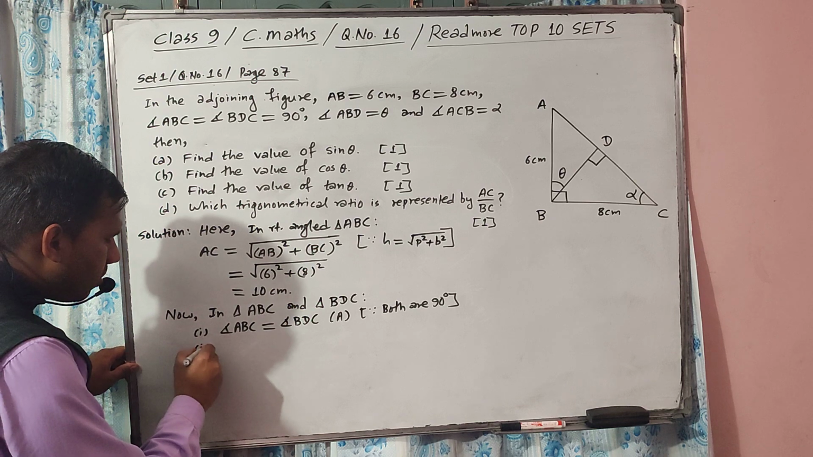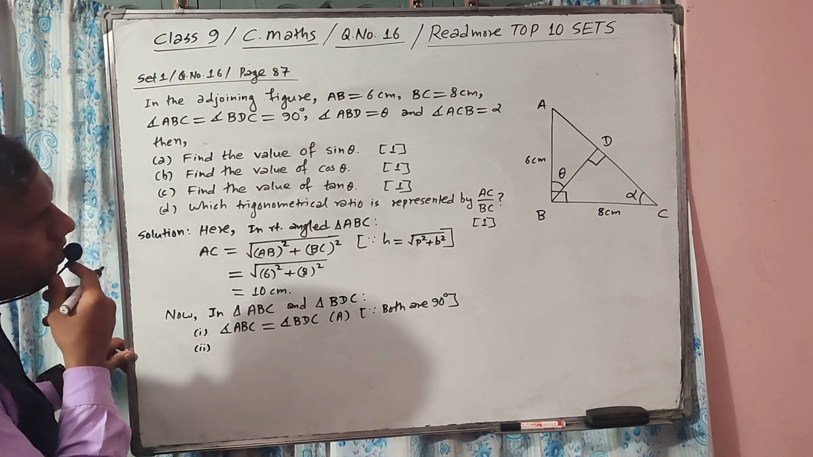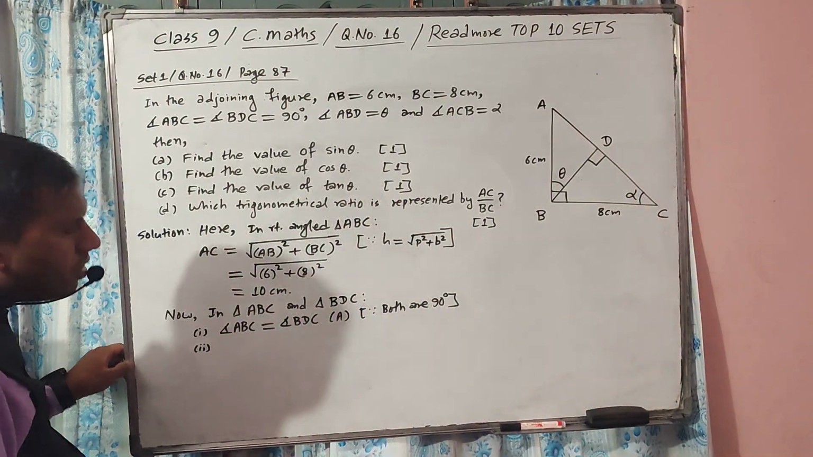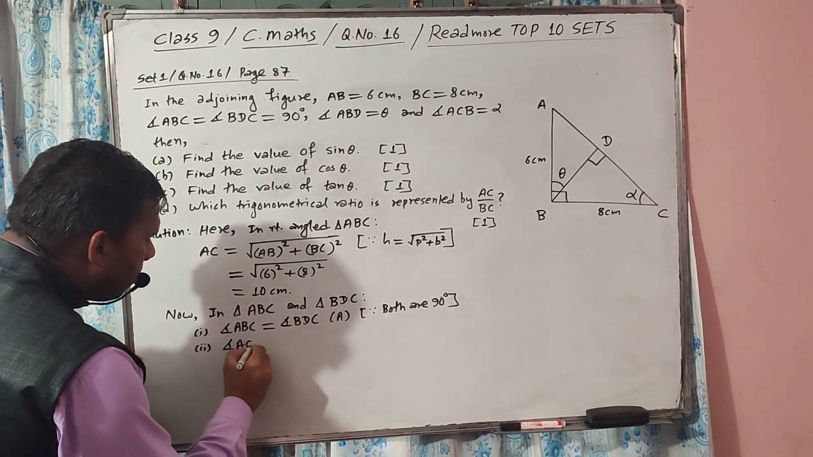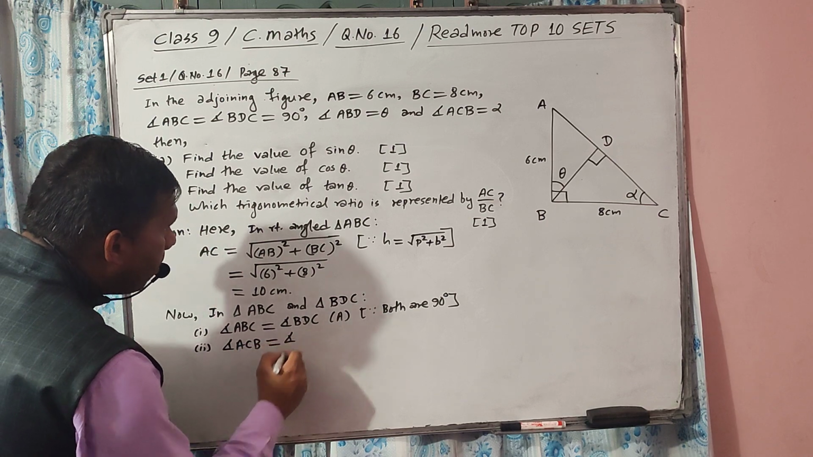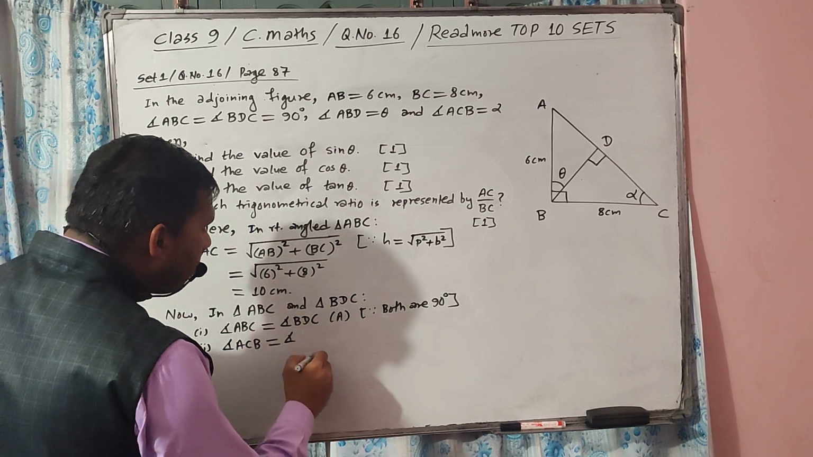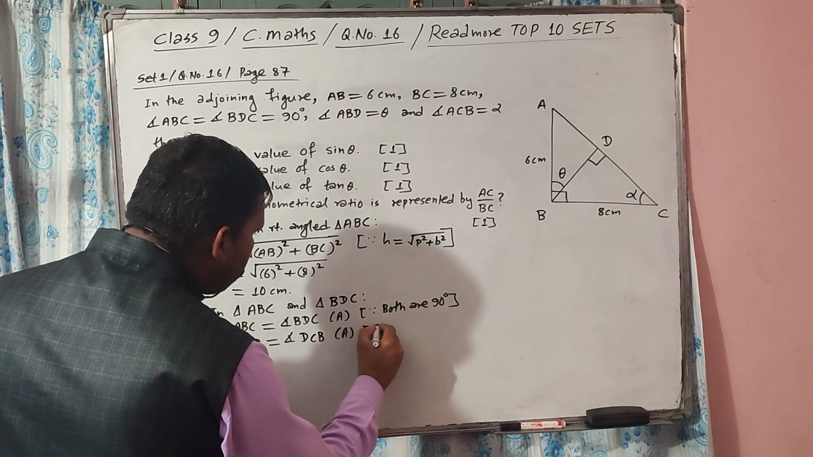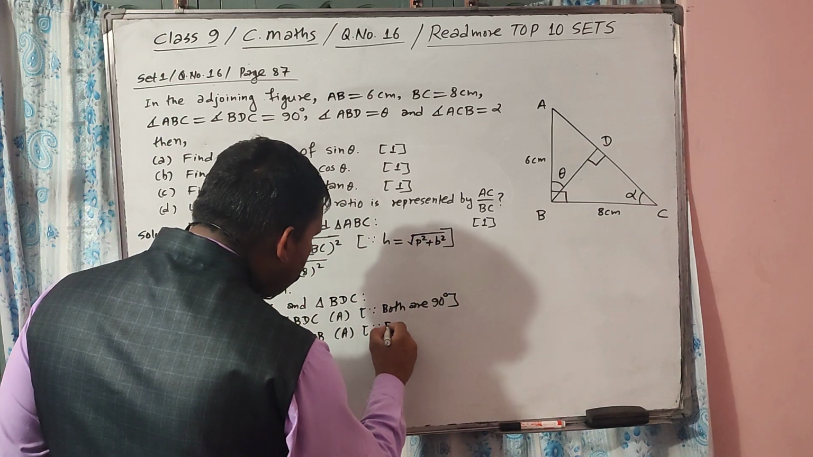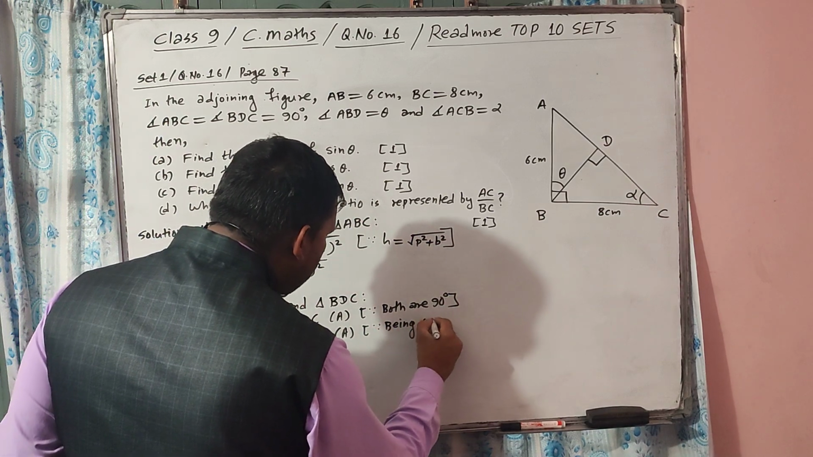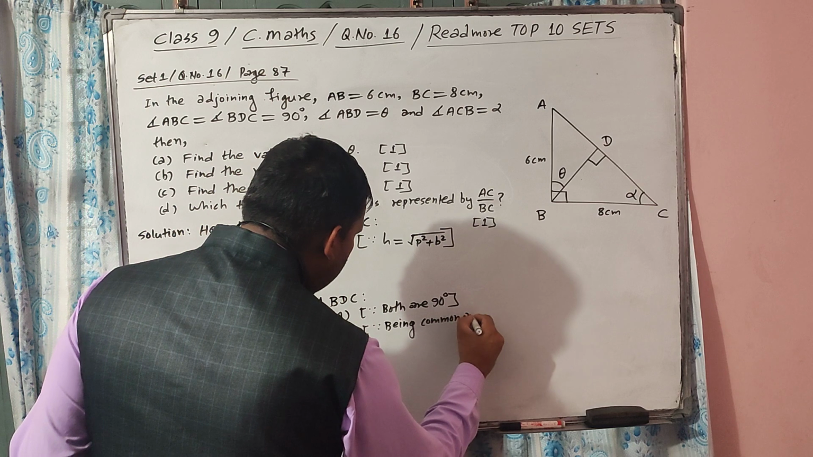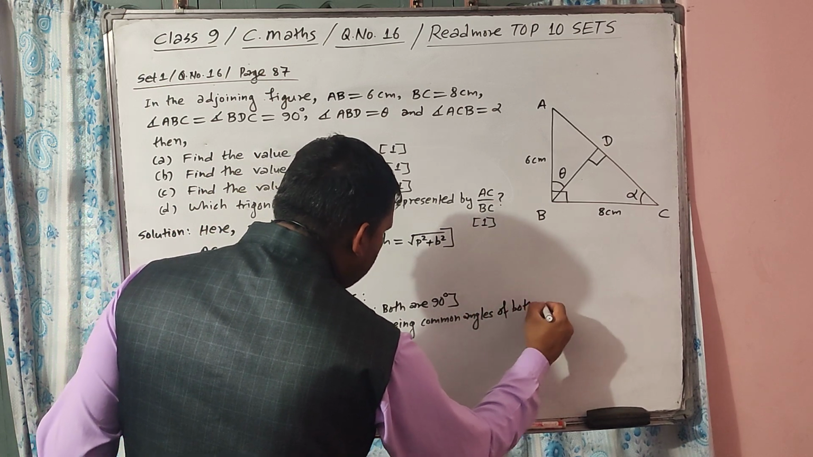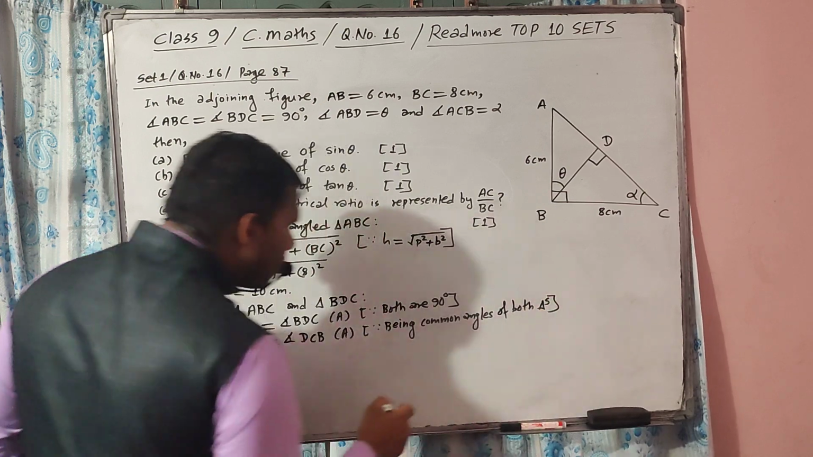And number 2, in both triangles, angle C is a common angle, so angle ACB equals angle DCB, that is a pair of angles, because of being common angles of both triangles.